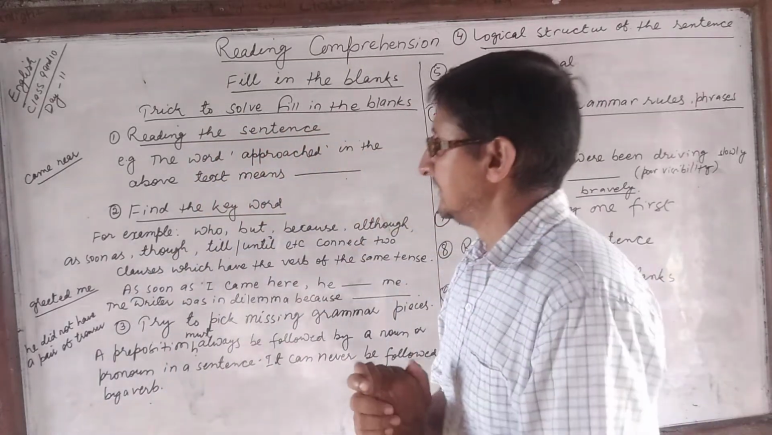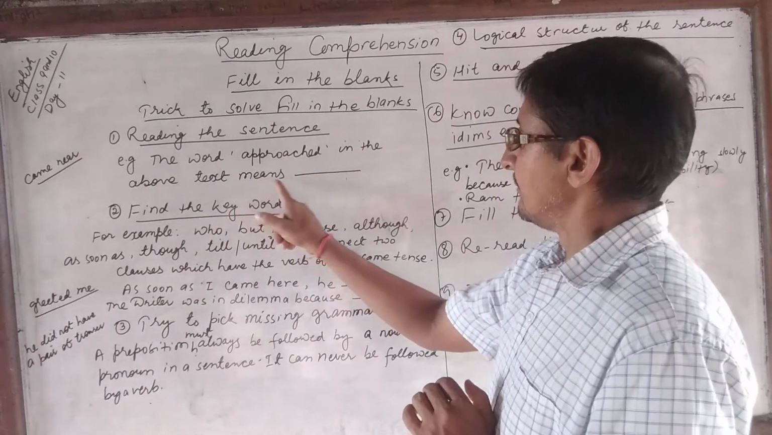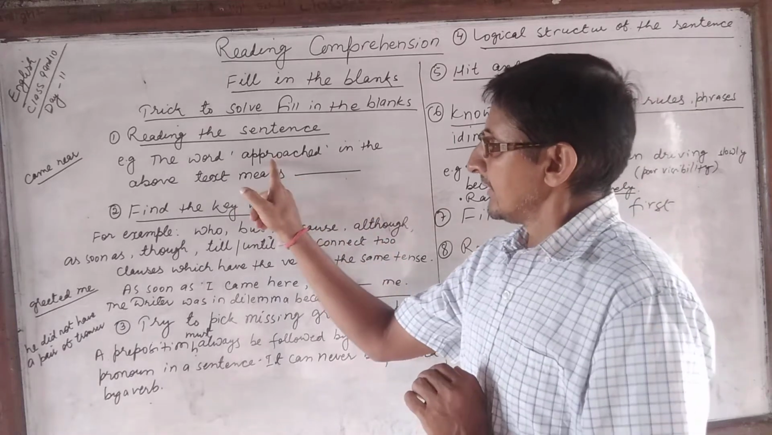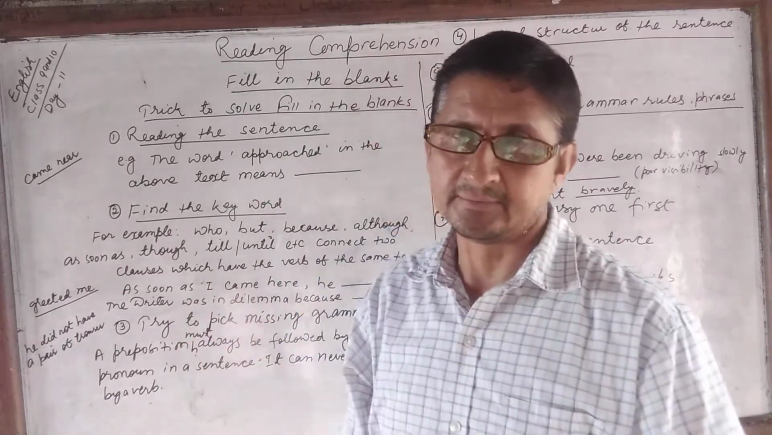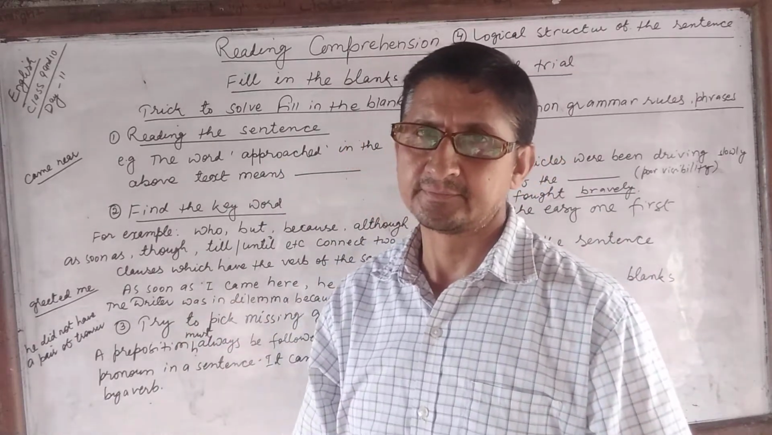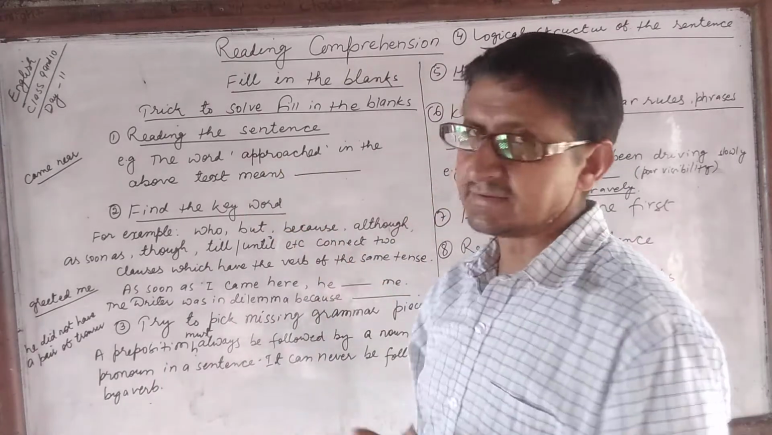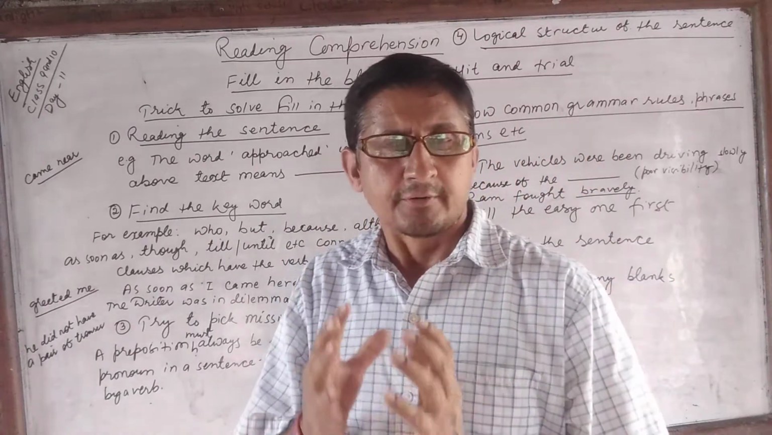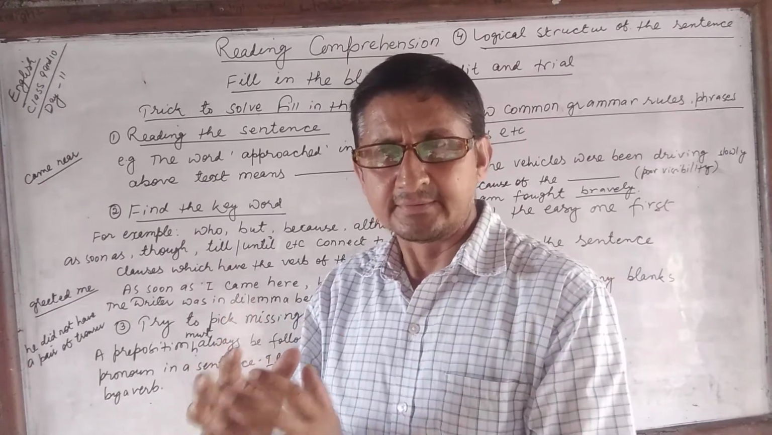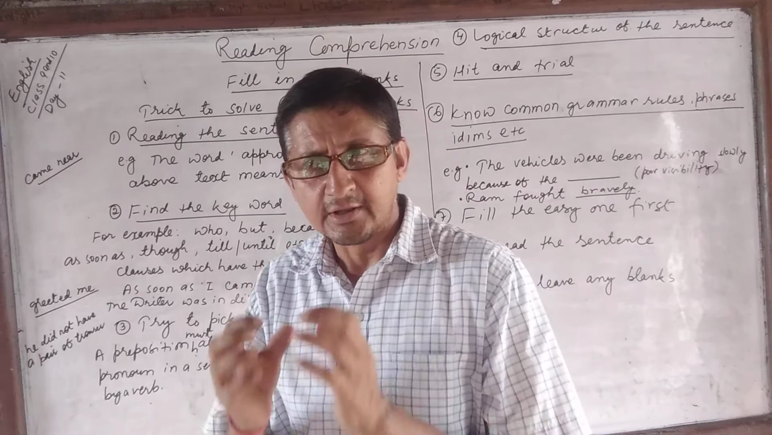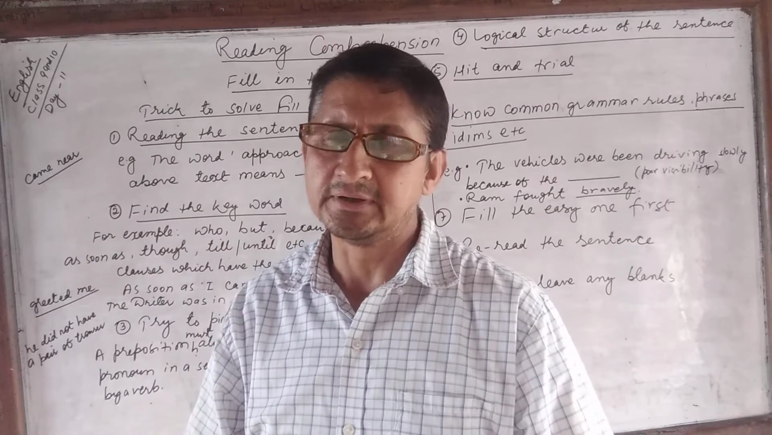Let's see one example. The word approached in the above text means, here is the blank. If you read this, the sentence is asking for the similar meaning, asking for the synonym. Another thing, the word is in past tense. So you have to find out the meaning. The meaning must be in past tense. In this way, by reading the sentence, you have to find out the crux of the sentence, the main important part of the sentence.